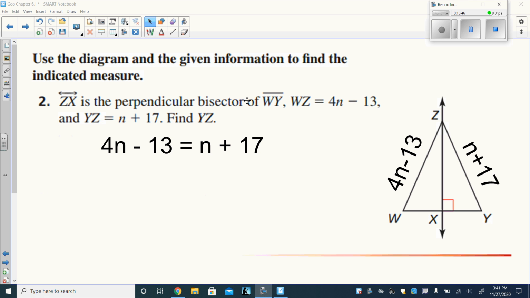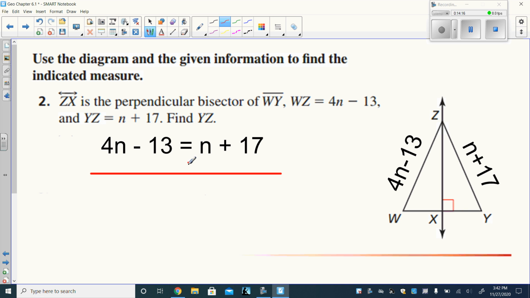We take those two side lengths and set them equal to each other because we know that those two lengths are congruent. They have the same value, so they must be equal. Now, the reason we're doing this is we want to find the value of n. And once we plug it back into YZ or WZ, we can find the length that we want. And for this one here, we want to find the length of YZ. So 4n minus 13 is equal to n plus 17. And let's solve for the value of n. So the first thing I'm going to do is get n on the same side. So I'm going to subtract n from both sides.